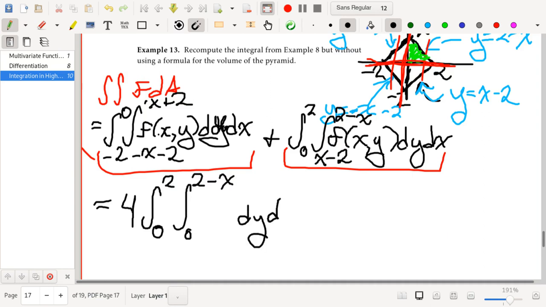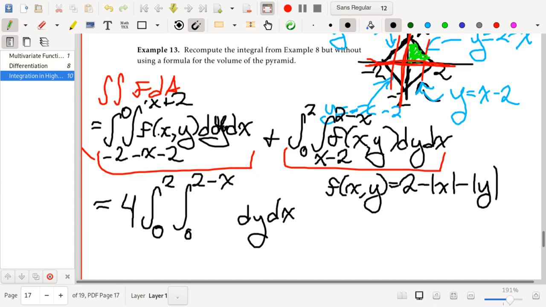And now I need to think about what I want to write down for f of x,y, because f of x,y is equal to 2 minus the absolute value of x minus the absolute value of y. Thing though is, I'm now working in the upper right hand quadrant, so I know that both x and y are positive numbers. In that case, I only need to write down 2 minus x minus y, and I no longer need to worry about those absolute values.